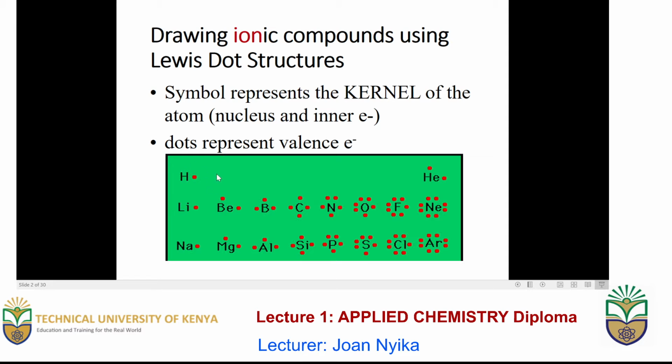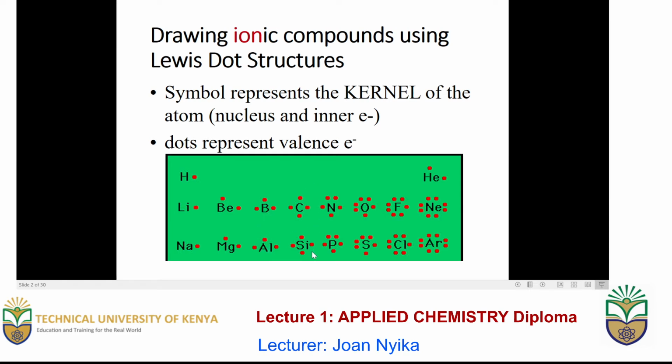For instance, hydrogen has one electron in its valence shell, and it is the only electron it has. Lithium has one. Sodium has one, and these are some examples of group 1 elements. Beryllium, on the other hand, has two, and magnesium has two, and are found in group 2. Boron and aluminium have three, and they are in group 3.